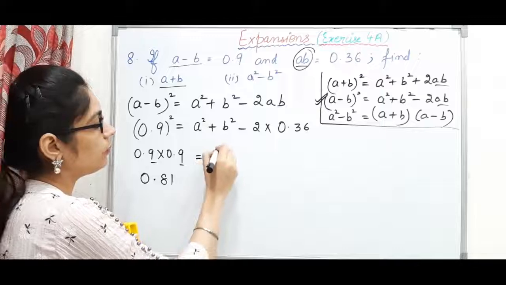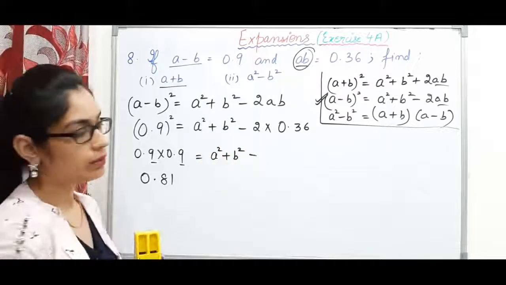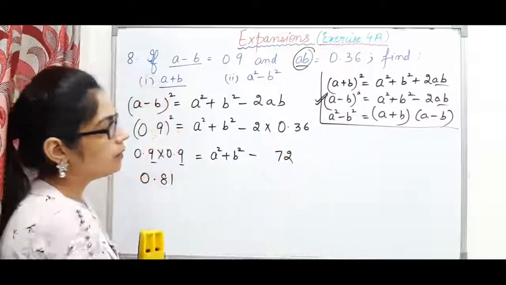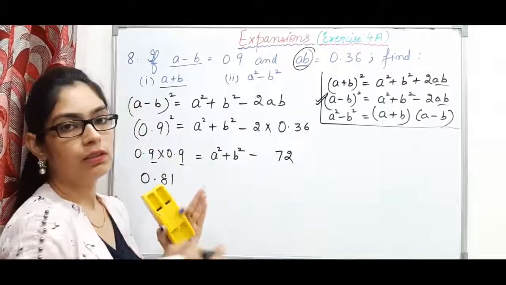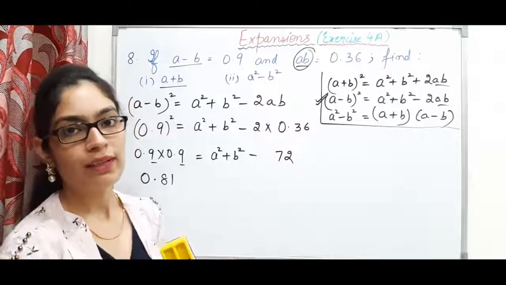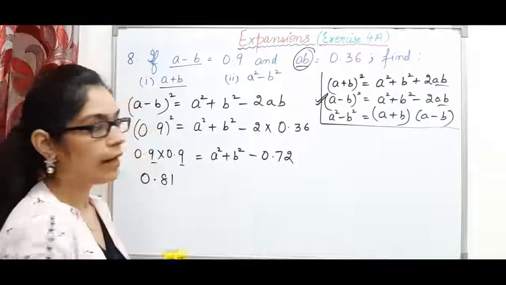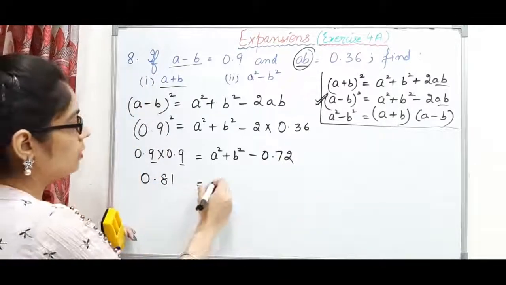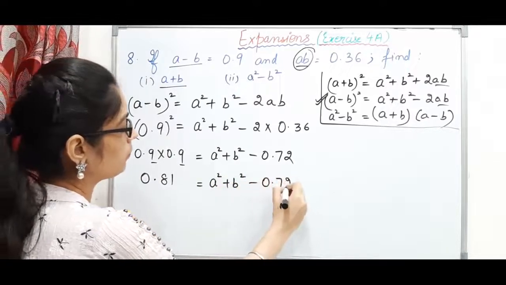Now here a square plus b square minus this also, 2 into 36, first we will multiply. So 36 into 2 is 72. Now here 2 digits are there in total, because this digit doesn't have any decimal. So total we have 2 decimals. So after 2 digits we will put the decimal, and we have to count from the right hand side. A square plus b square minus 0.72.